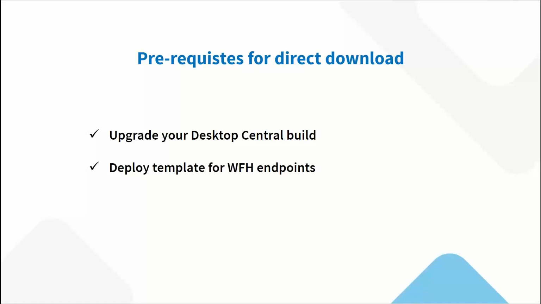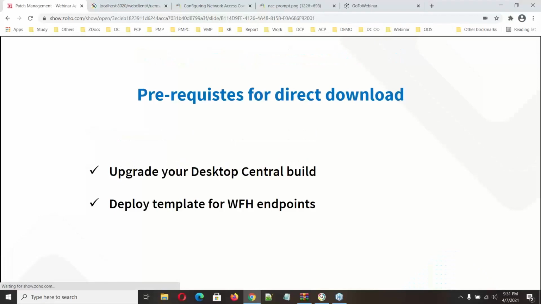And there are some prerequisites to enable the direct download, where you need to ensure you're running on the latest build version of Desktop Central, and a simple configuration has to be deployed to allow the VPN connected work from home endpoints to download the required patches directly from the internet. We have created templates to enable this. So let me show you how this can be done in the Desktop Central web console.